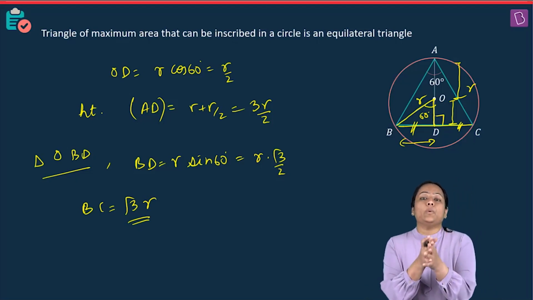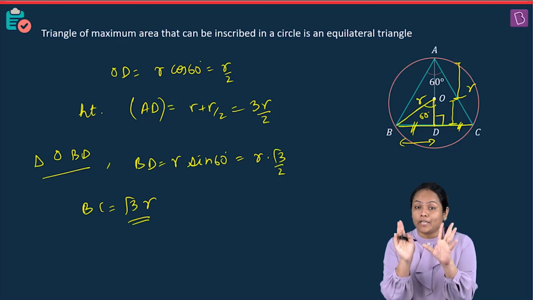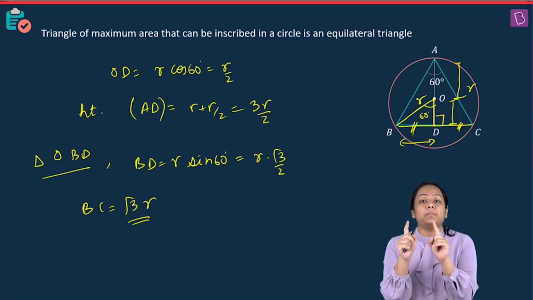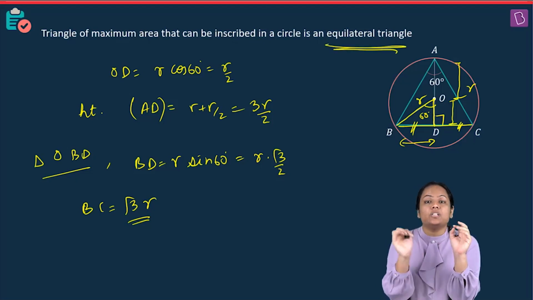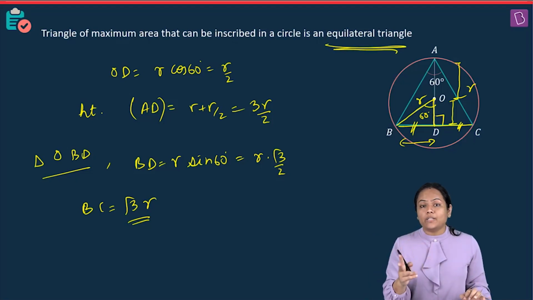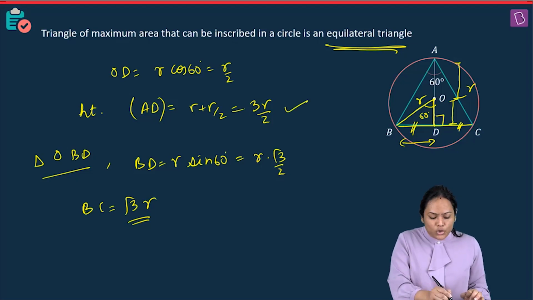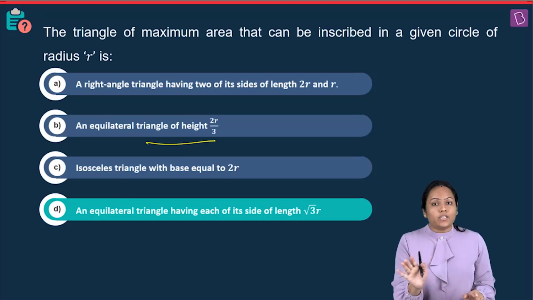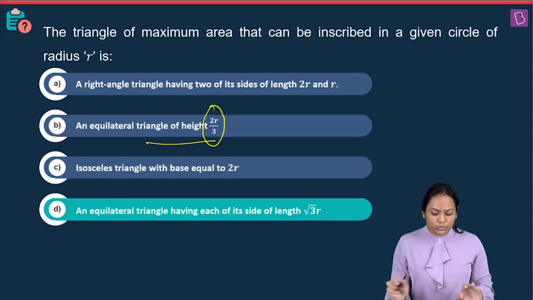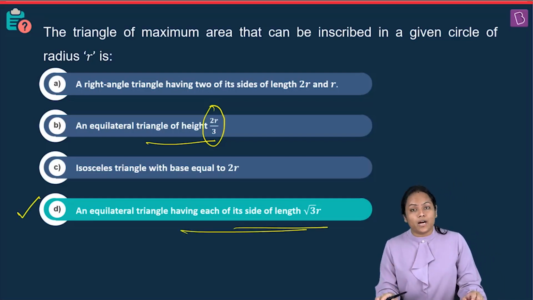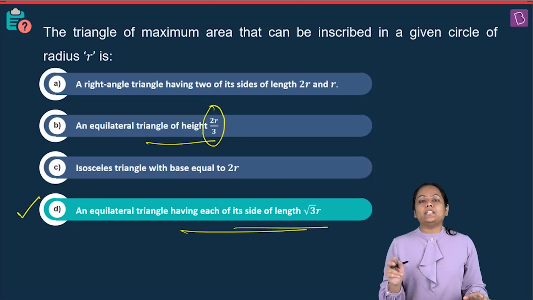Understood? A really simple question, but what you have to make sure is that you remember that the triangle which is inscribed in a circle will be of maximum area when it is an equilateral triangle. The rest was just a piece of cake. So for the final answer, I have two values and I have to check for both. Either the height should match or the side should match. So definitely option B is not the correct one, because the height is given as 2r by 3, and we have found 3r by 2. The D option is matching. The side we have found is equal to root 3 r, and D therefore will be the right option.